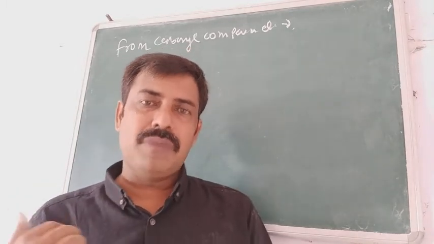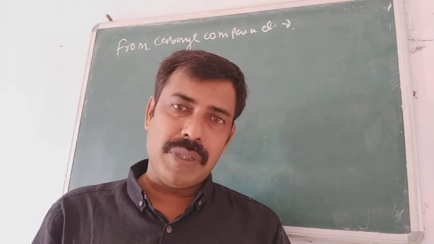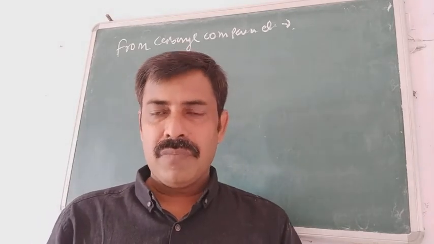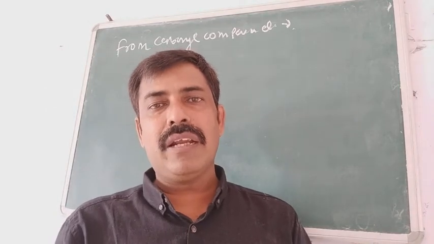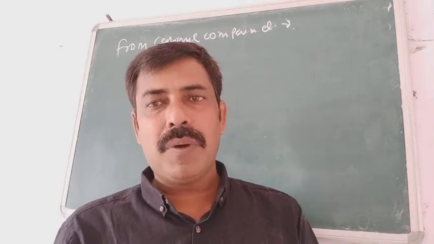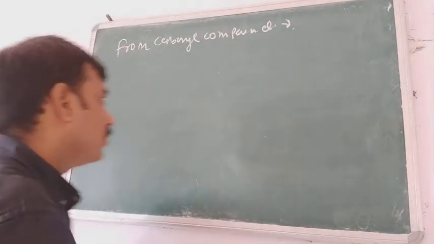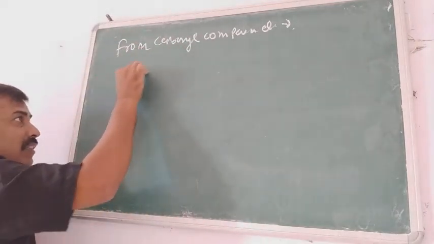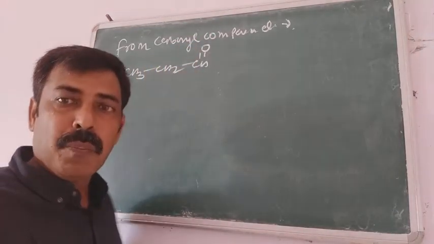Even in the previous reaction, we prepared the alcohol with the help of the aldehyde and ketone with the reaction of the Grignard reagent. Here we are going to prepare the alcohol with the help of the aldehyde and ketone directly, not with the help of the Grignard reagent. So a simple reaction is there. This is the aldehyde, CH3CH2CH=O, that is propanal.